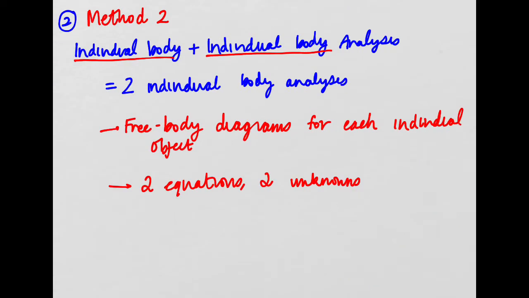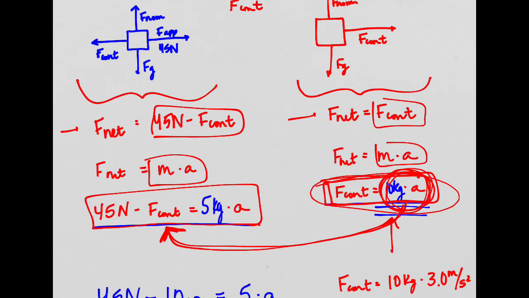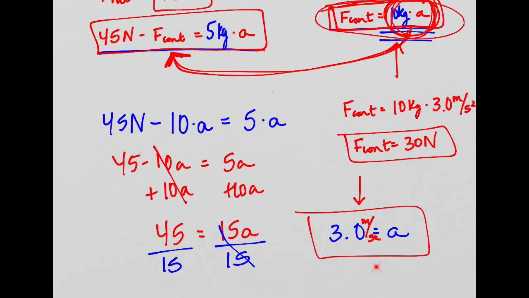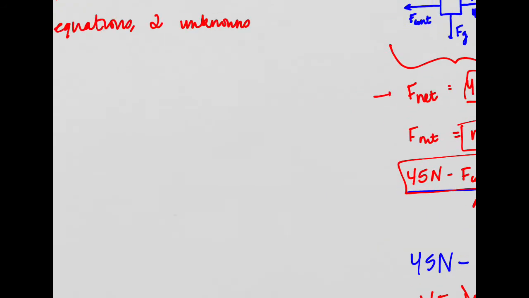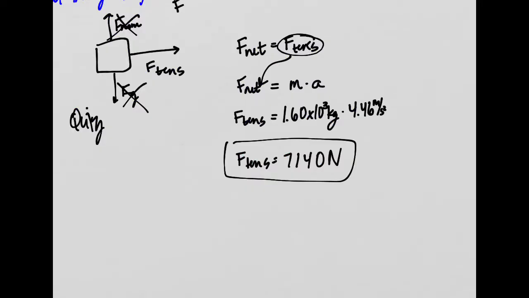The second method is when we just do two individual body analyses, and we draw free body diagrams for each of them, and then we have two equations and two unknowns. And remember, we basically substitute parts of one set of equations in for another, and then we solve for our acceleration and our contact or applied or tension force. So whichever way you feel more comfortable with, that's great. You do have to use one of these two methods while you're solving these problems. You can't just wing it.